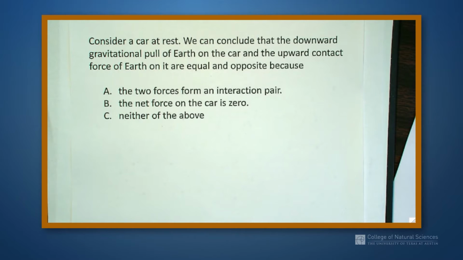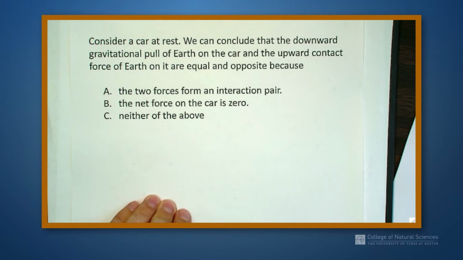This is a nice little conceptual question, so let's read through it together. Consider a car at rest. We can conclude that the downward force of the gravitational pull of Earth on the car and the upward contact force of the Earth on it are equal and opposite because the two forces form an interaction pair, the net force on the car is zero, or neither of the above.